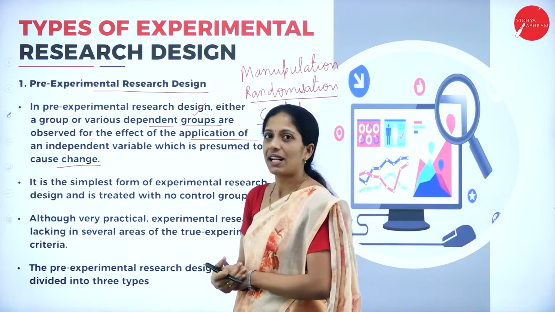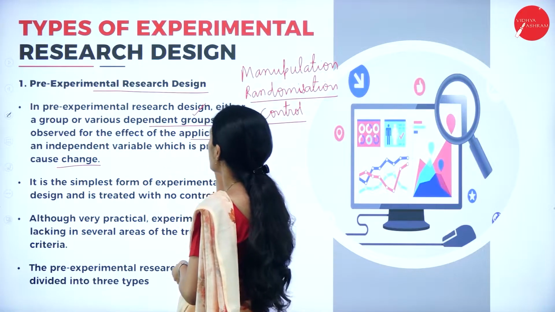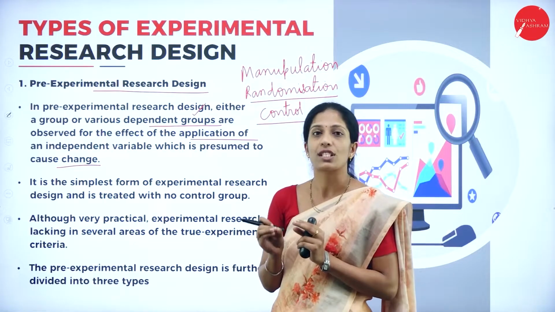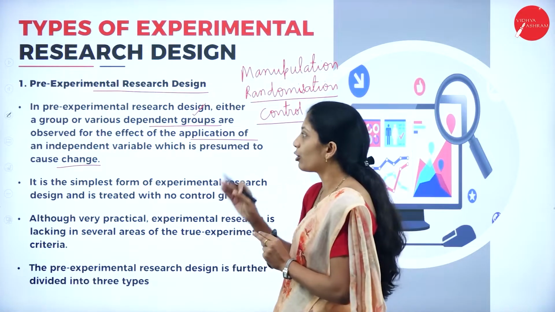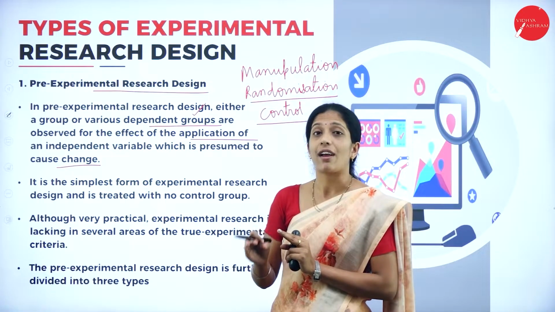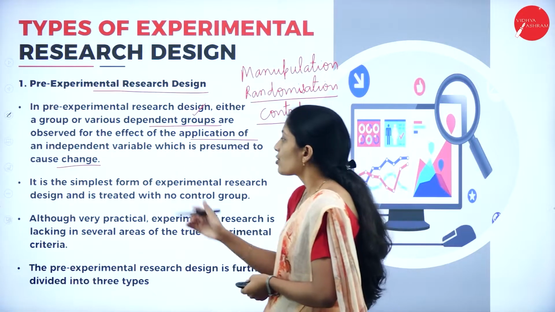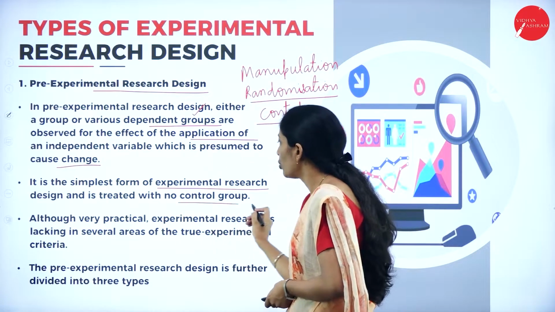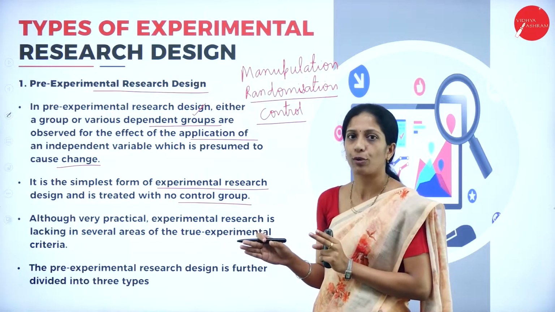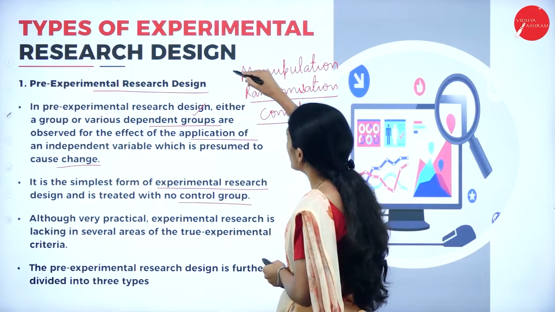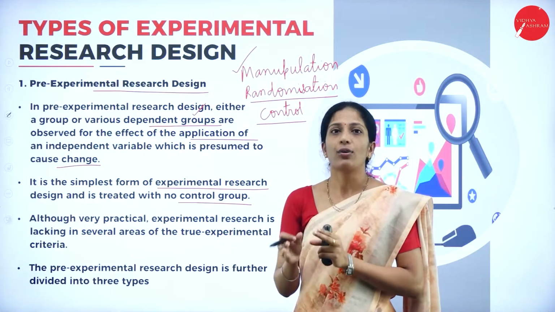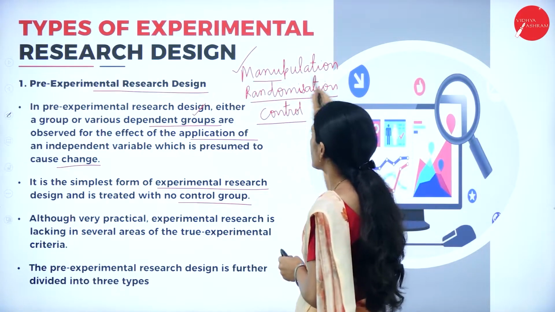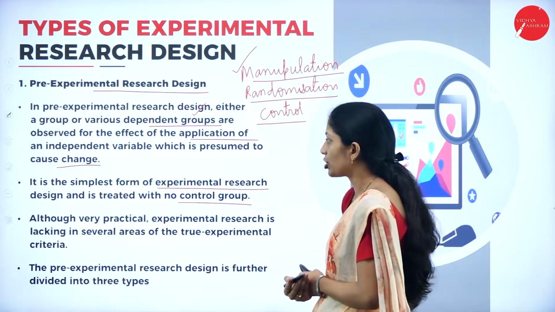Now what is pre-experimental research design? In pre-experimental research design, either a group or various dependent groups are observed to see the effect on the independent variable. It is the simplest form of experimental research design and it is treated with no control group. So there is no control group here. Under this type of research, we consider manipulation, that is, how the effect of one variable will affect the other variable. That is what we consider under pre-experimental research design.